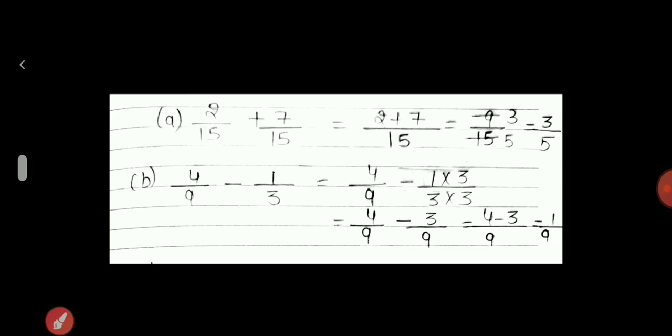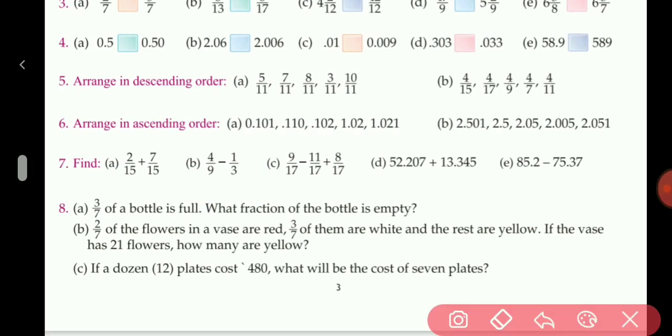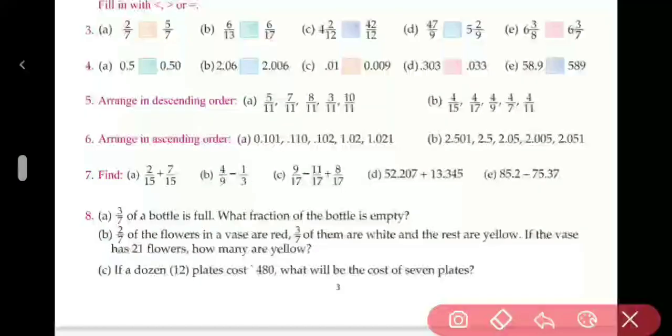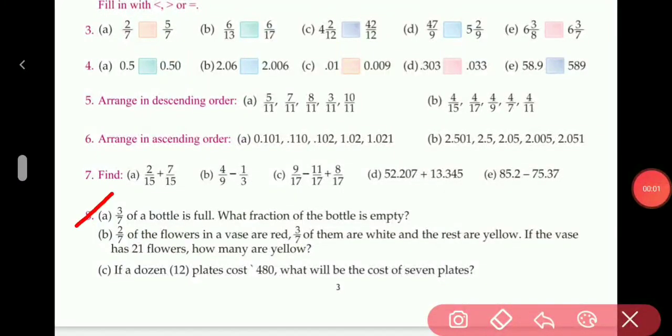Here is the answer. Rest of the questions left, C, D and E. You can easily solve them in your copy. Question number 8. Word sums. A part. 3 upon 7 of a bottle is full. What fraction of the bottle is empty? Look at the solution here.